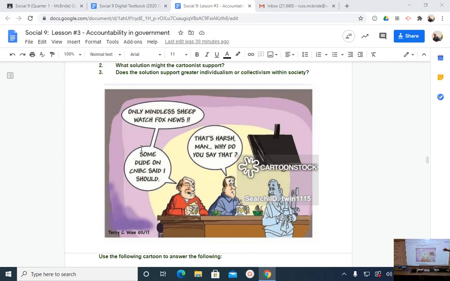So we have this cartoon, and we have 2 gentlemen sitting in a bar, and one gentleman says, "Only mindless sheep watch Fox News." And the other guy says, "Oh, that's harsh, man. Why do you say that? Some dude on CNBC said I should." So the guy on the right, ironically, sees how people who get all of their opinions from Fox are just simple sheep. And it's ironic that he sees that because he's a sheep of CNBC.